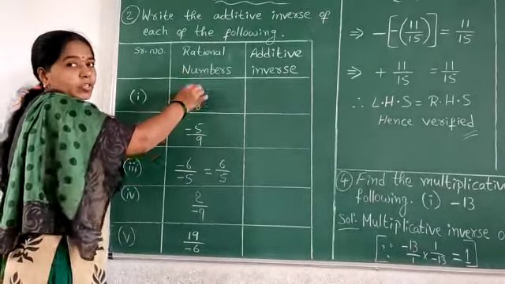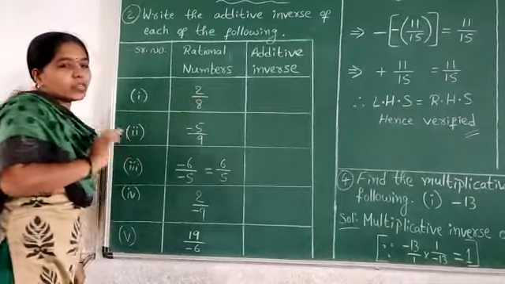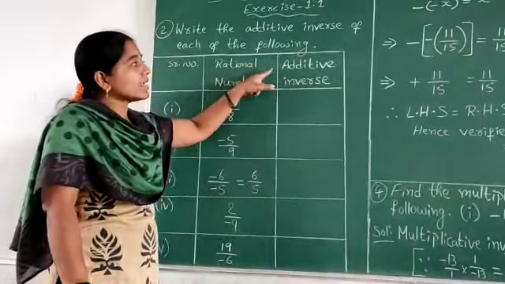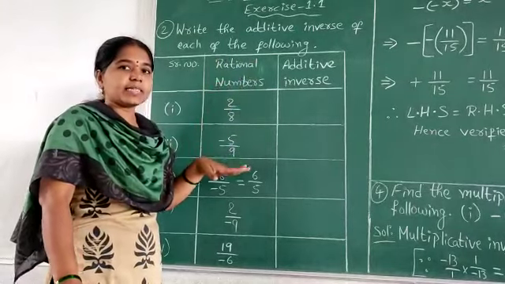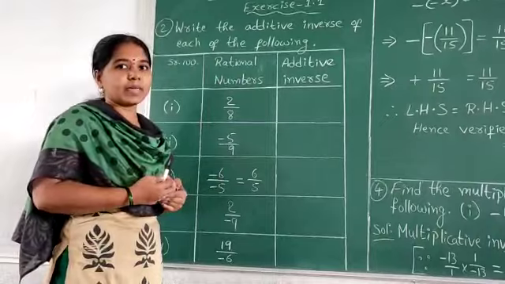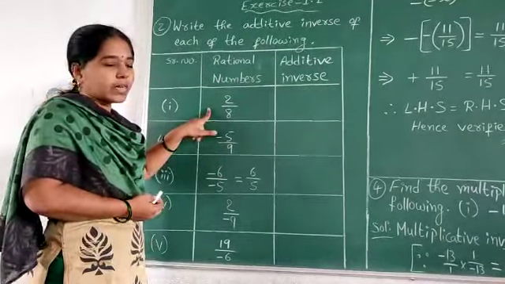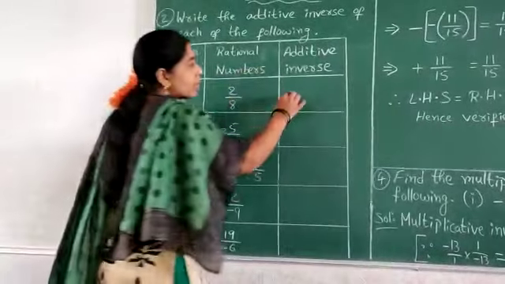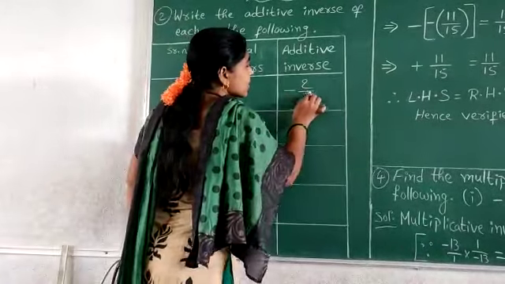This is the rational number 2 by 8. What is the additive inverse of 2 by 8? Before going to write, let's remember the formula. Additive inverse of a by b is minus a by b, or additive inverse of minus a by b is plus a by b. Here it is a positive rational number. Therefore, additive inverse of 2 by 8 is minus 2 by 8.